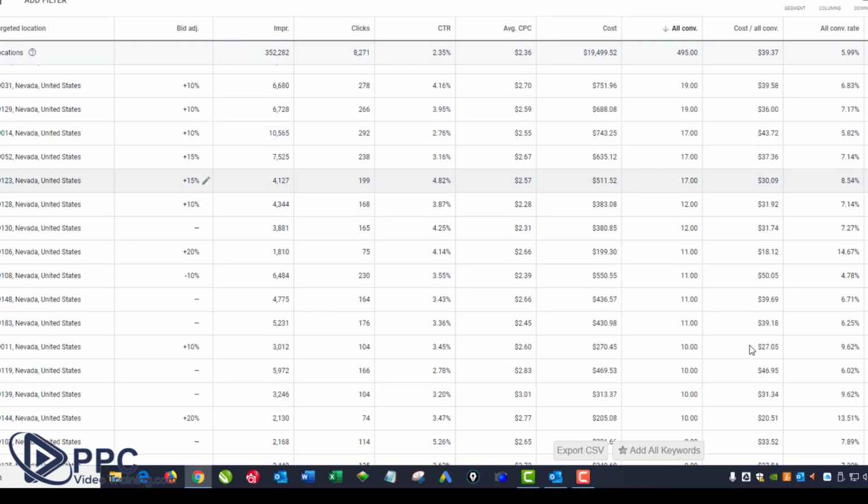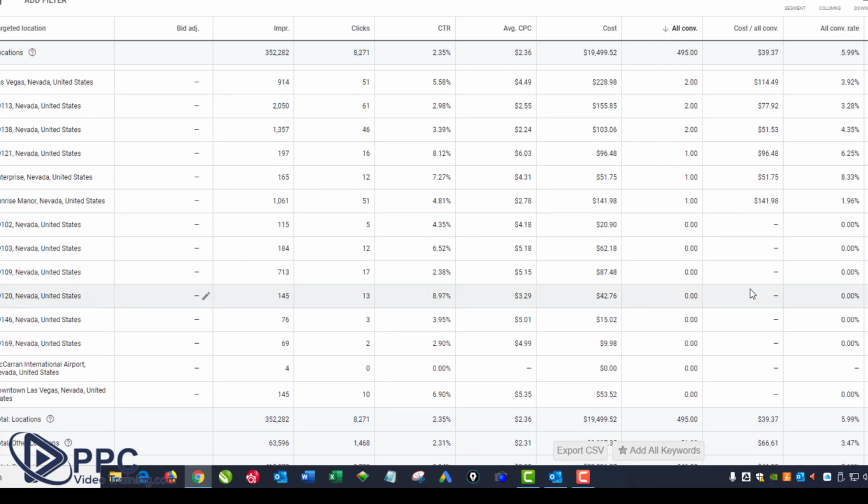But if you start seeing some of these get up into $75, $85, $95, $100, it's probably not worth it unless you really do get a good return on those. It might not be worth targeting those locations. In fact, it might be better to exclude them.